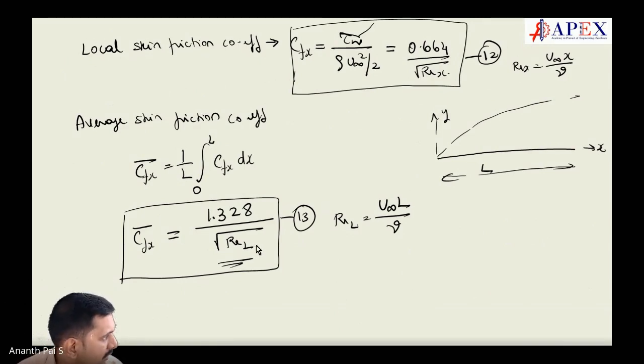These are the results we had, Cf_x and Cf_x bar. Sometimes they write this as Cf_L, without a bar. You can write that somewhere. Cf_L is equal to Cf_x bar. Here you can write Cf_L is equal to Cf_x bar. Sometimes different notations are there.